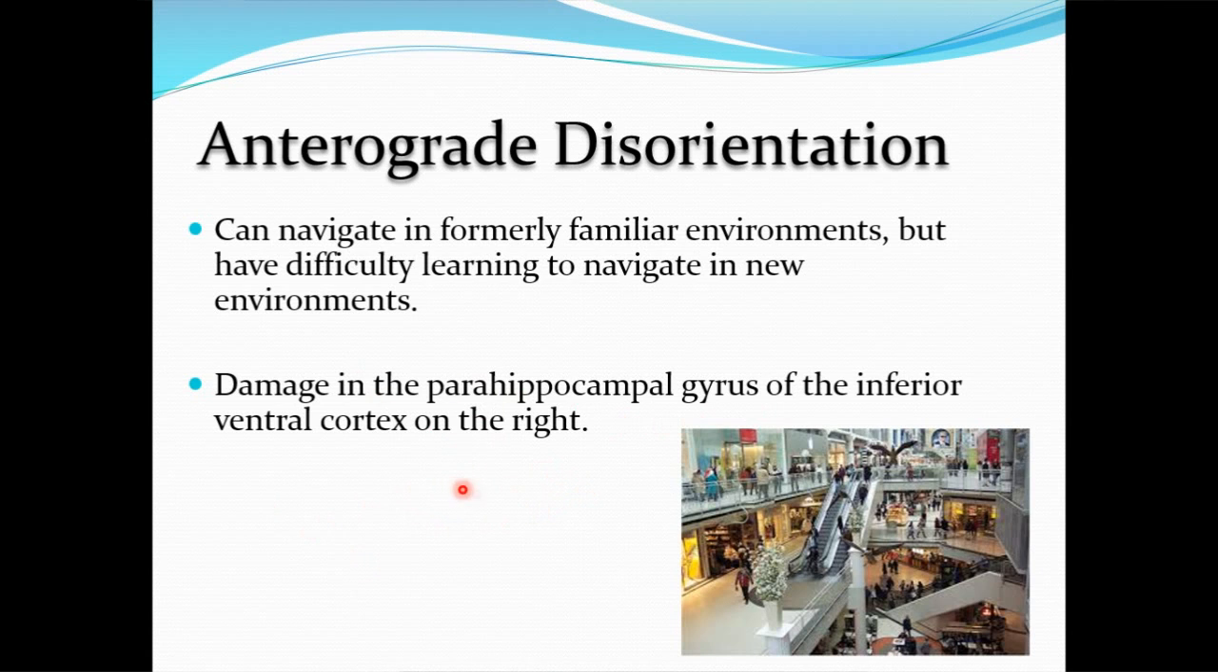So let's just think, parahippocampal gyrus. You know where the hippocampus is. It's the part that's responsible for memory. The parahippocampal gyrus is the gyrus just below it, kind of hugging it, and that is found in the inferior, the bottom ventral cortex on the right-hand side.